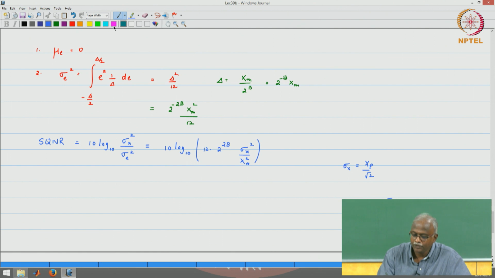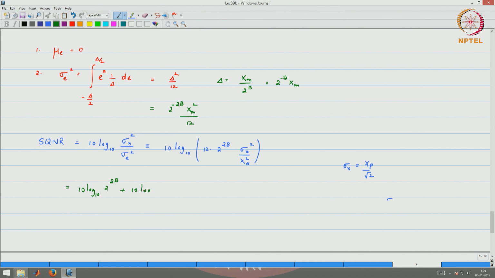So now if you were to write down this equation, this would be 10 times log base 10 of 2 power 2b, plus 10 times log base 10 of 12, minus 20 times log base 10 of xm by sigma x. Okay, I have deliberately inverted the ratio and written it. So simplify this equation, what you should get is the following. It should be 6.02 times b plus 10.8, the other term, minus 20 log base 10 of x of m by sigma x.